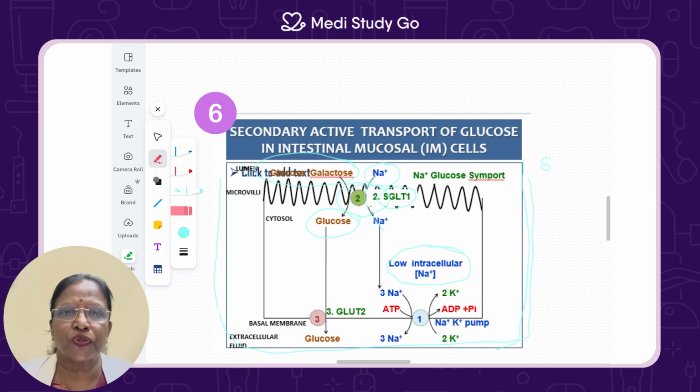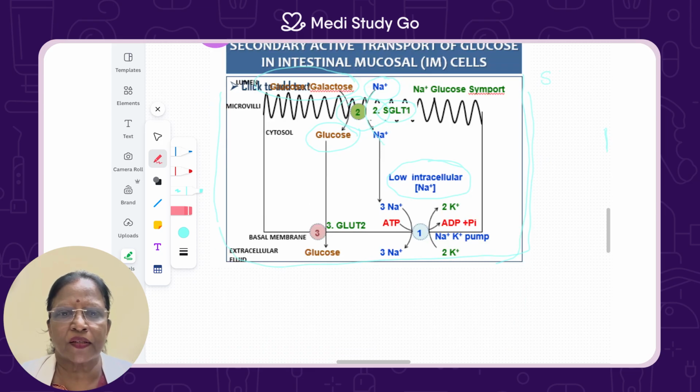Now that the glucose has come inside the cell, it has to be transported from the cell to the ECF. So for that, there is a third transport molecule called GLUT2, glucose transporter 2, on the basolateral surface of the cell membrane, and it transports only glucose from inside the cell to the ECF. So this is, you guessed it right, a uniport.